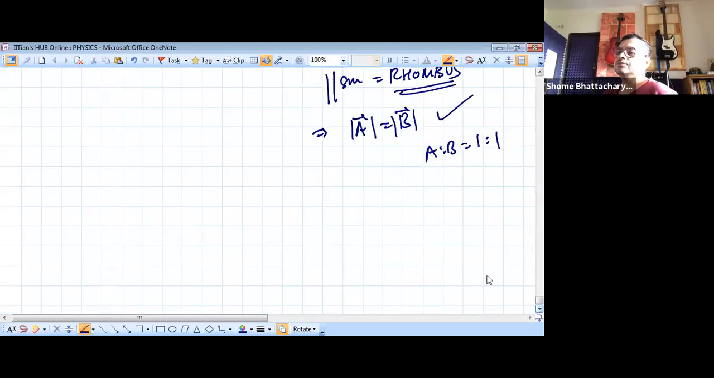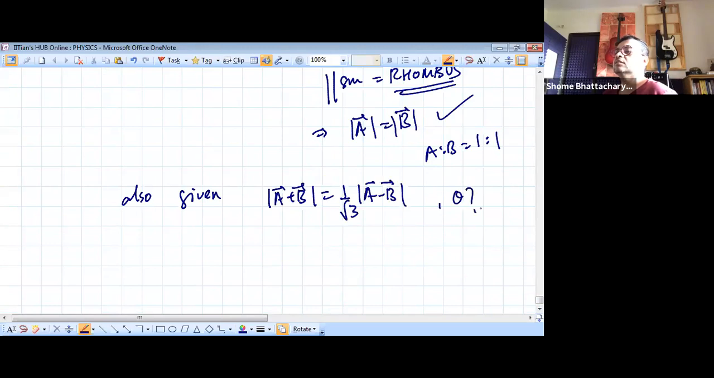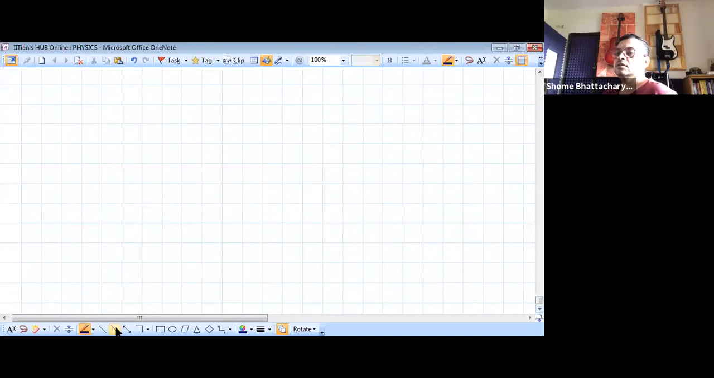Okay. But also about the angle, given that mod of A plus B was equal to 1/√3 times mod of A minus B, from this we can also get the value of theta, the angle between the two vectors. So we'll see that this is that kind of rhombus where the sum is the shorter diagonal. The difference is the longer diagonal. So therefore, it must be having an obtuse angle. You realize it's not possible that it has an acute angle. It must be having an obtuse angle.